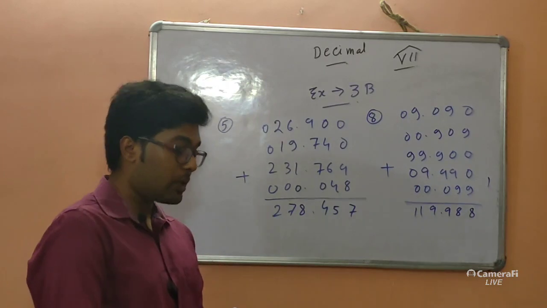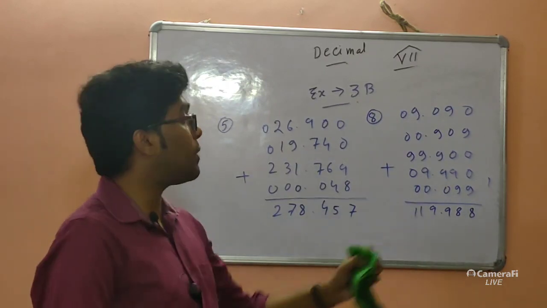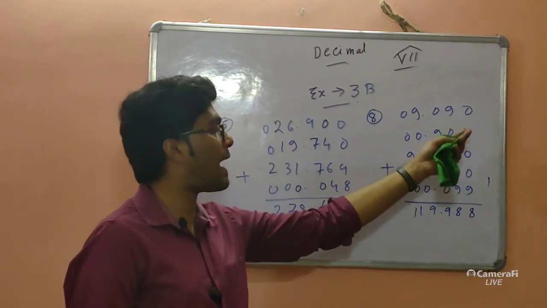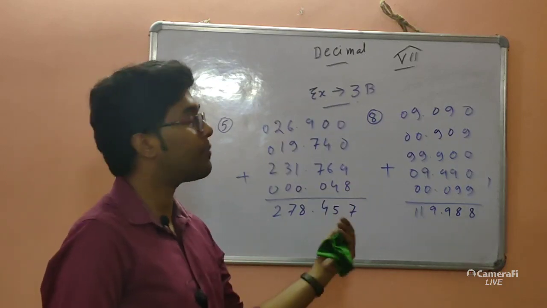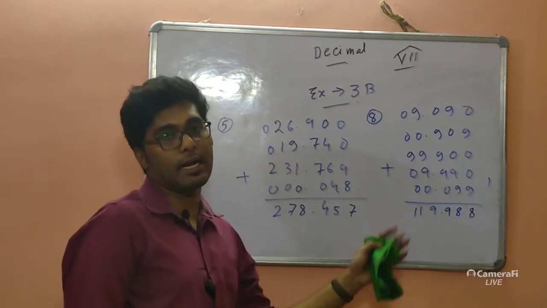Again, let me repeat. First, we are converting them into like decimals. As we go on, we write and convert into like decimals, right? When it is done, we simply add them.